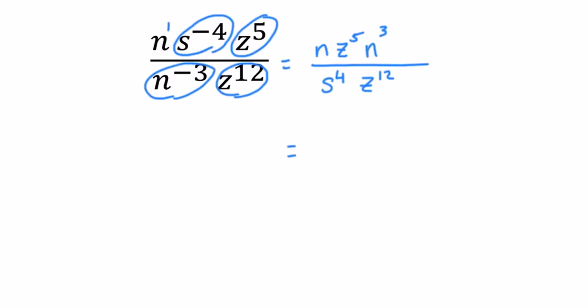After the negative exponents are gone, we can simplify it. If it's multiplication, we add the exponent. If it's division, we subtract the exponent. So for n, we have n to the first times n to the third. So add the exponent, so we have n to the fourth.